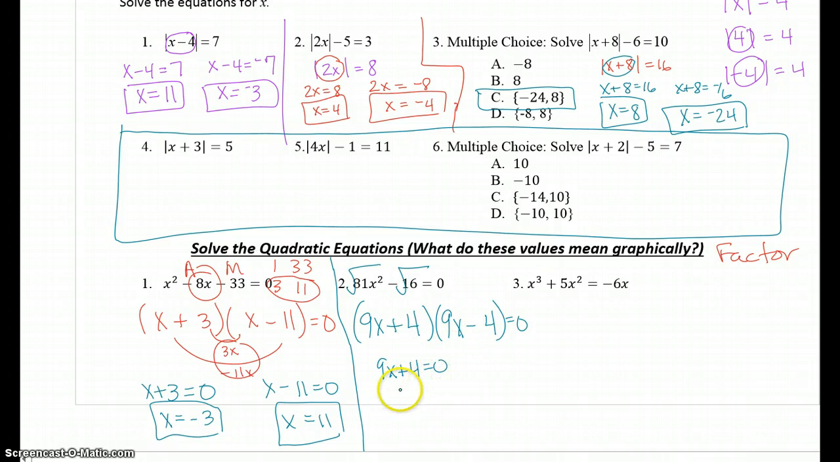So here I'm going to subtract 4 from both sides and divide, and I get x equals negative 4 over 9. The only difference here is I'm going to add 4 to both sides, so I'm going to get, sorry, this should be negative. I'm going to add 4 to both sides on this one, and I get x equals positive 4 over 9.